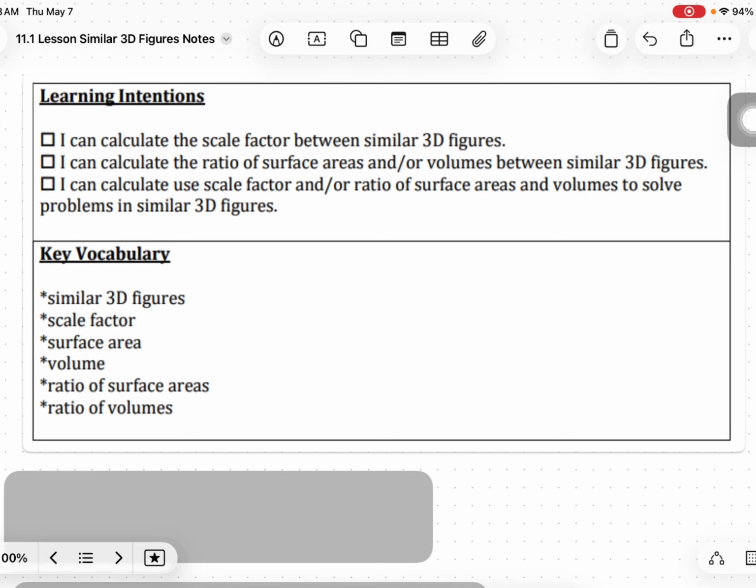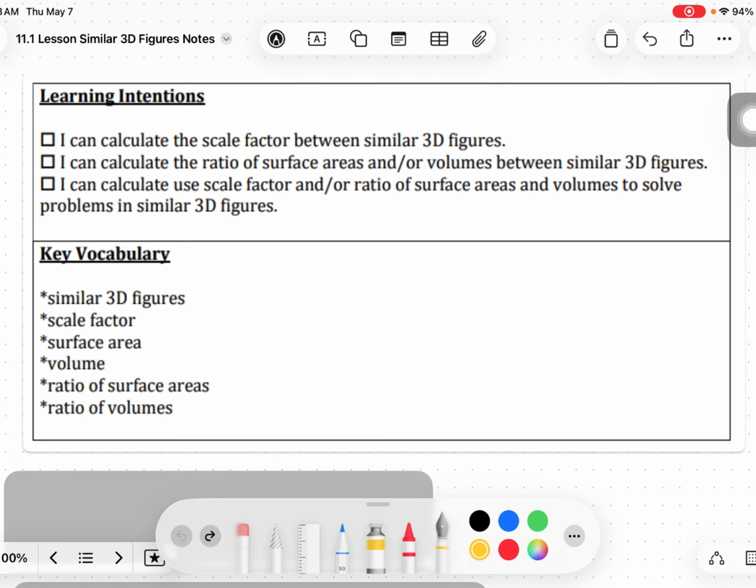Hey all, in this lesson we are going to start talking about 3D shapes. So not just the flat shapes that we've been looking at all year, but shapes that have height, length, and width. And we're going to be talking specifically about two measurements that we can take from those shapes. We're going to be talking about the volume. The volume, that's like how much we can fill the shape with.